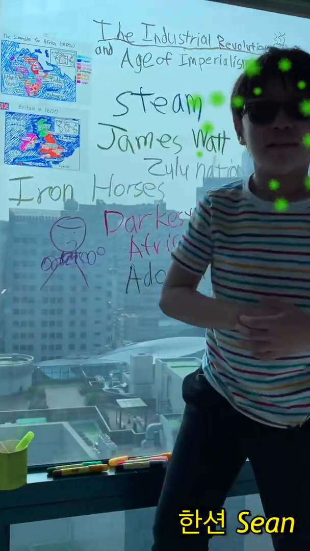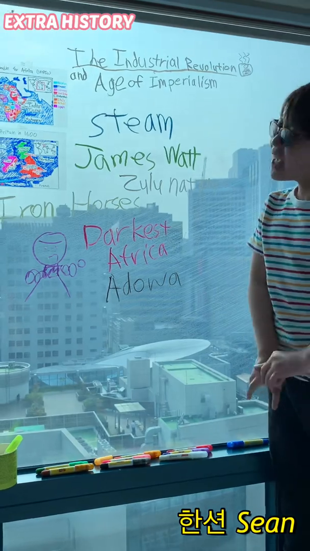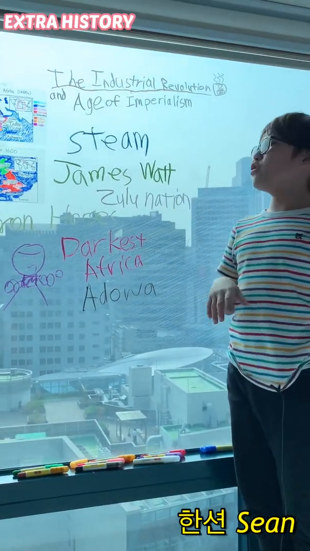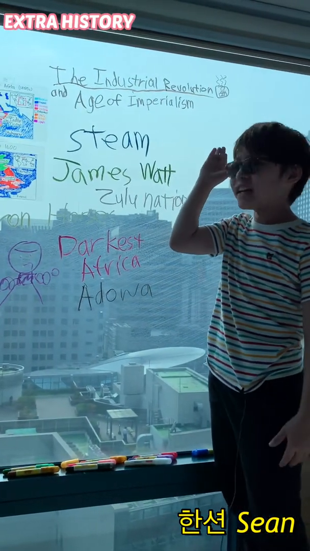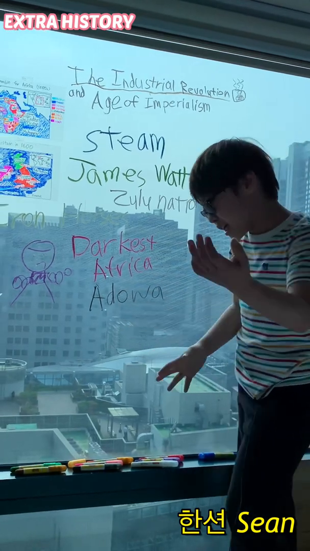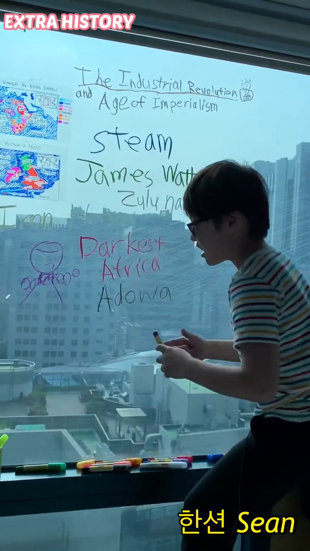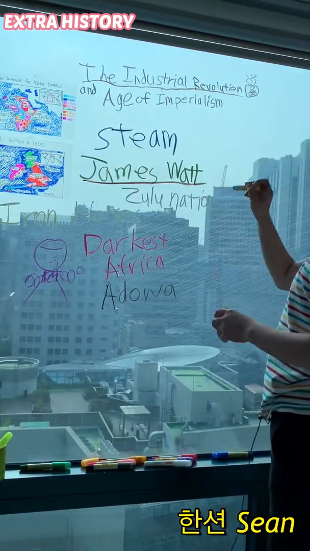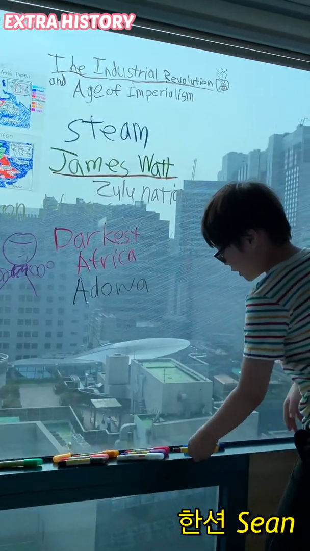What's up? Alright, today we're going to talk about the hero of the Industrial Revolution. And that guy is, wait for it, who is it? James Watt. Alright, let's get started.